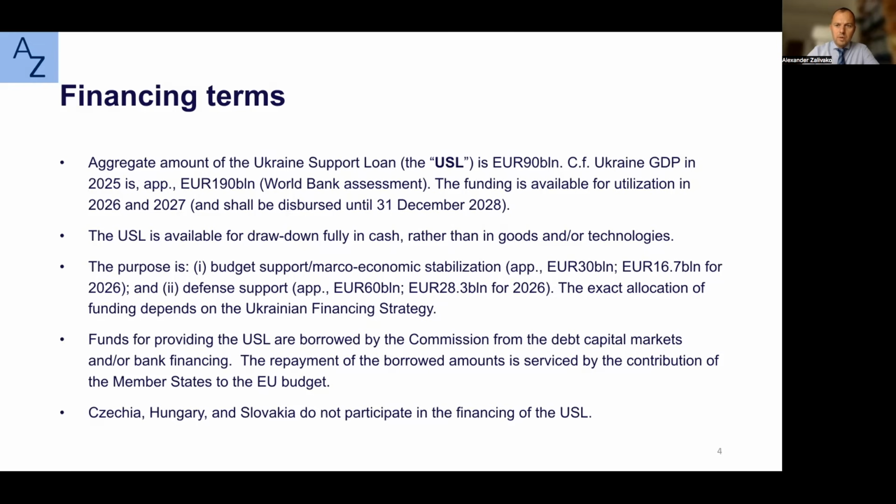As the loan is provided for 2 years, the exact allocation of the loan is to be decided in the so-called Ukrainian financing strategy, which is provided by Ukraine and reviewed by the European Union. And it is the same strategy which sets the allocation of the loan between its two main purposes. The first purpose is to provide budget support for Ukraine.